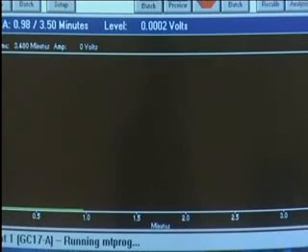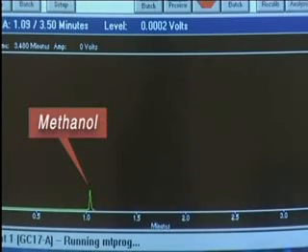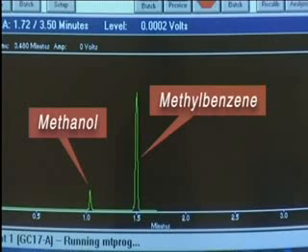The first peak is methanol, the more volatile component. Its retention time, that is the time taken for it to pass through the column, is about 1 minute. The second peak, with a retention time of about 1.5 minutes, is the less volatile methyl benzene. Its peak has a larger area, showing that there is more of it in the mixture.